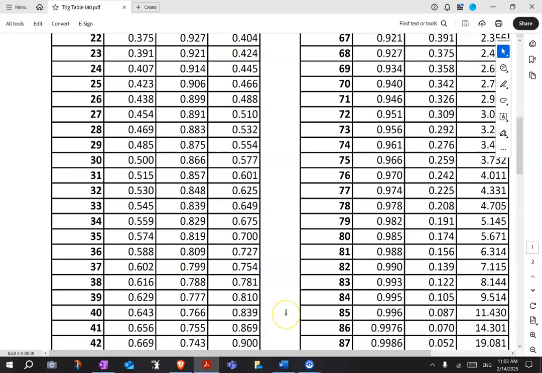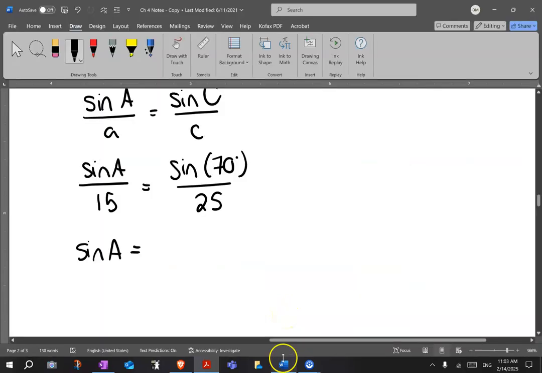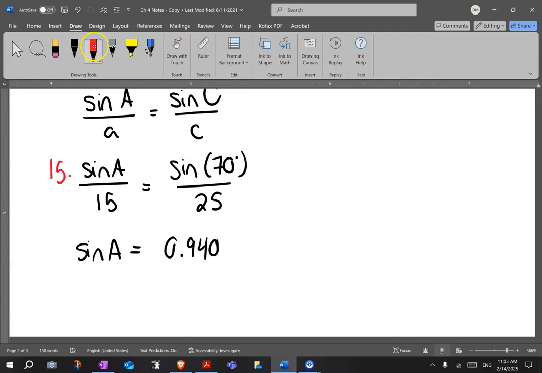So sine of 70 is 0.940. Now this is rounded, but I'm just going to use it anyways. I'm going to multiply. I don't like this 15, so I'm going to get rid of that and move it over onto this side, so times that by 15.